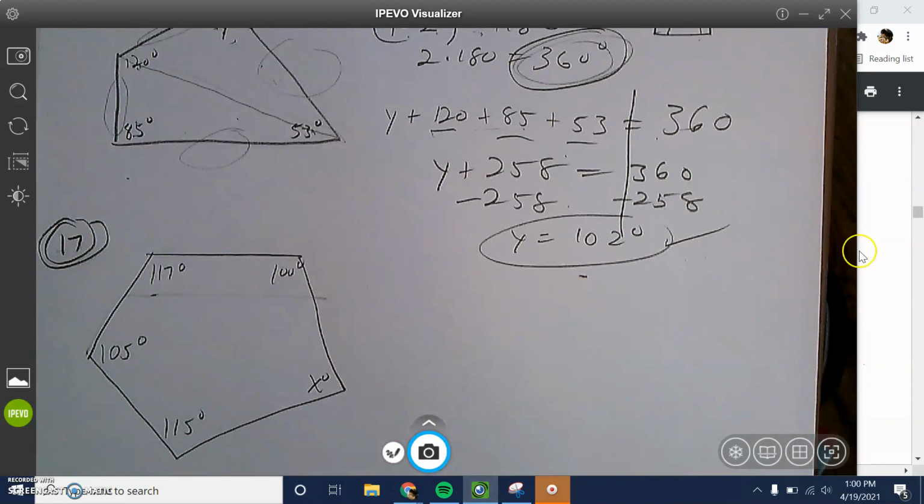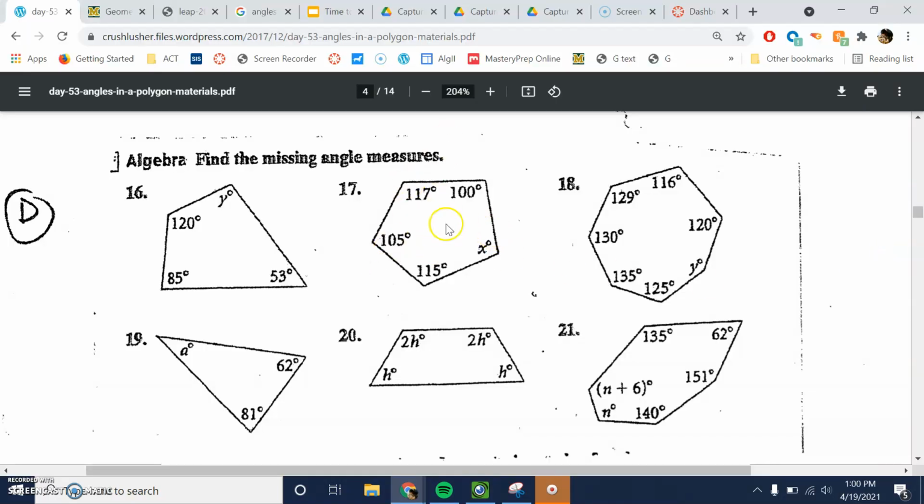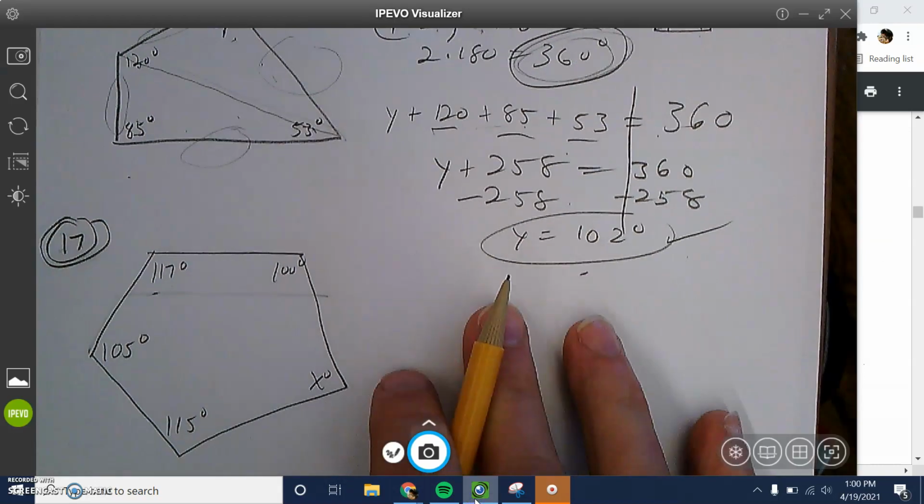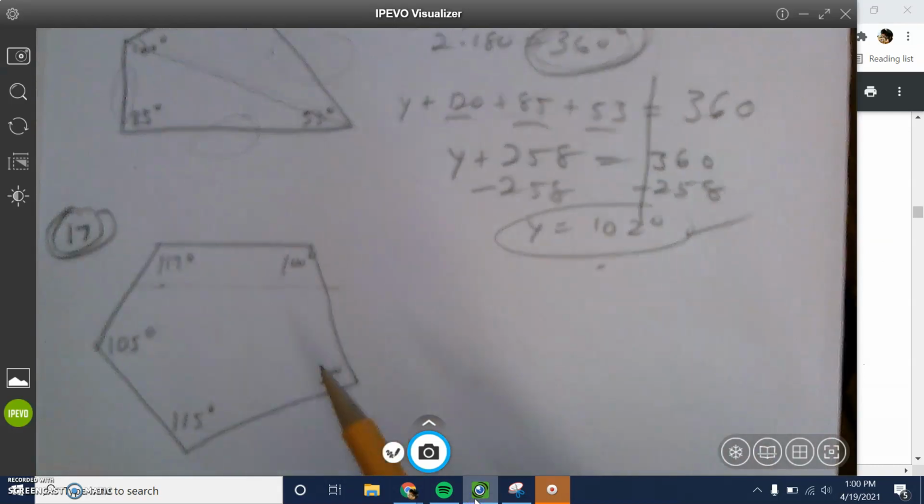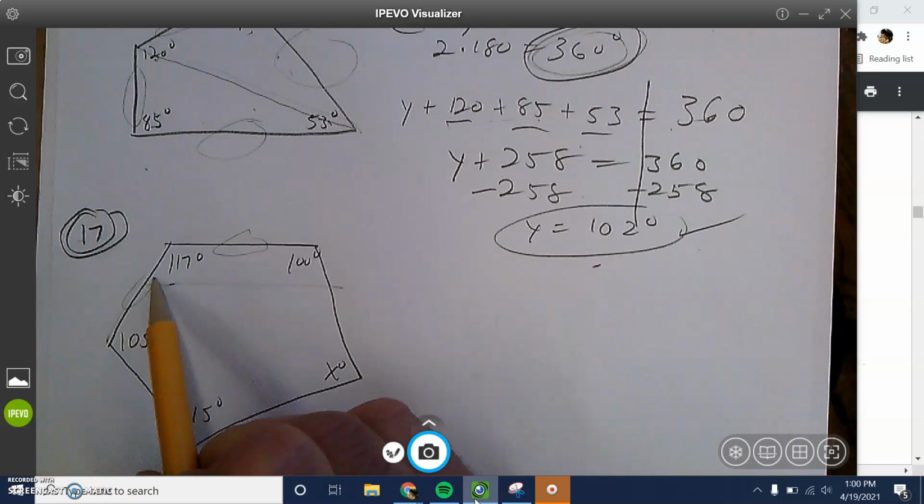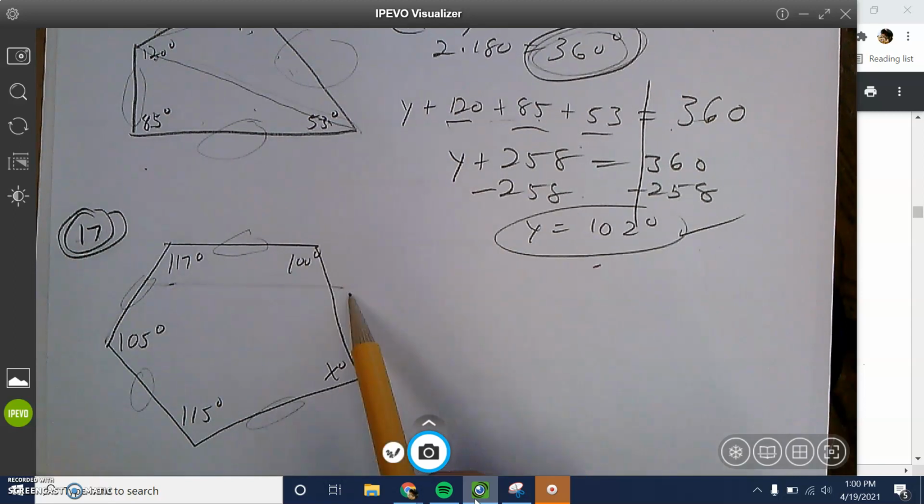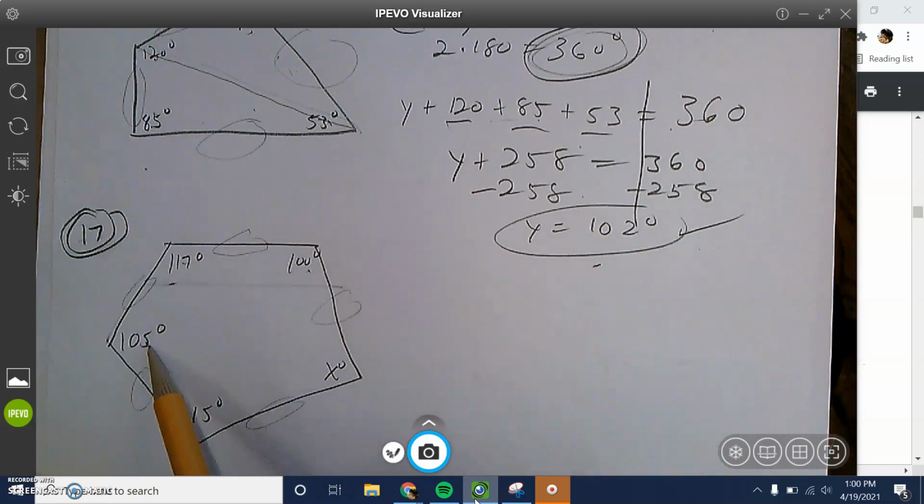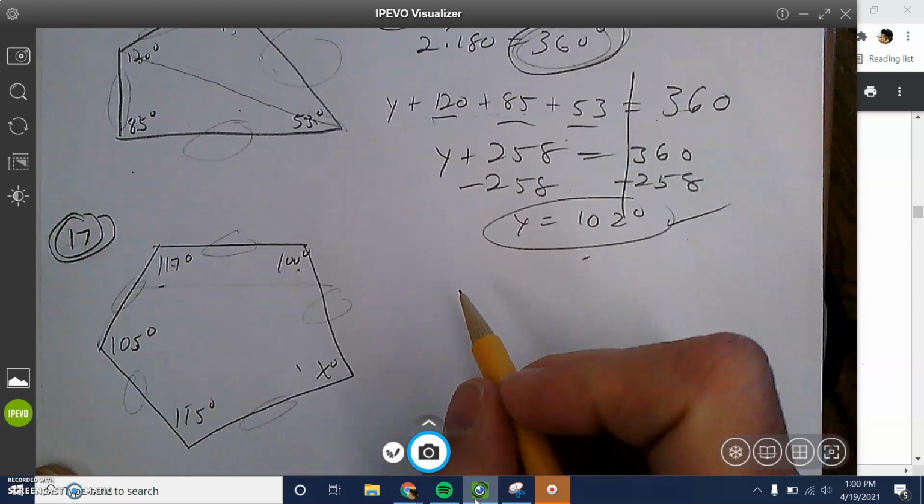All right, let's try this one. This one's number 17. Copy that down. All right. So how many sides or angles do we got here? We got 1, 2, 3, 4, 5. 5 sides, 5 angles. Okay.